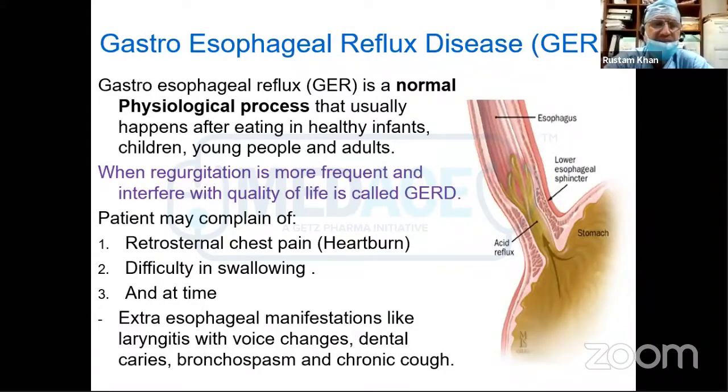Patients may present with retrosternal chest pain, which is also called heartburn. There may be difficulty in swallowing, which is called dysphagia. At times, patients may have extraesophageal manifestations like laryngitis with voice changes, dental caries, bronchospasm, and chronic cough.